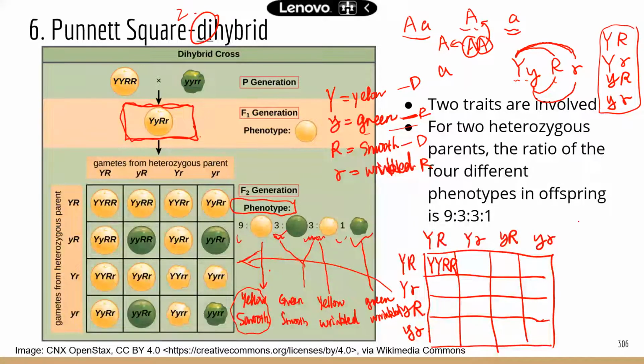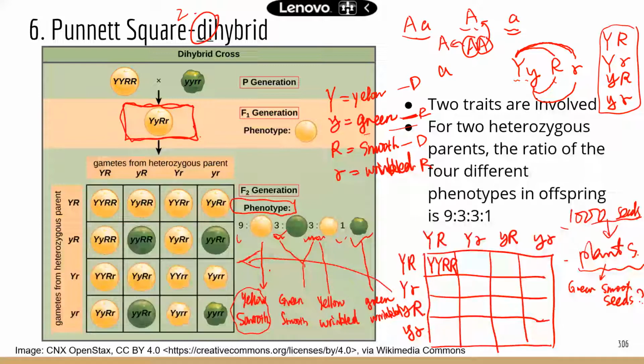If I say we collected 1,000 seeds and we plant all of them and they all grow to adult plants, how many of the plants are going to have green, smooth seeds? Okay, first you need to figure out, green is recessive, but smooth is dominant. So this is the group of individuals with 1 dominant trait, 1 recessive trait. So that's going to be the number 3 in the ratio, right? 3 divided by all the numbers added up.